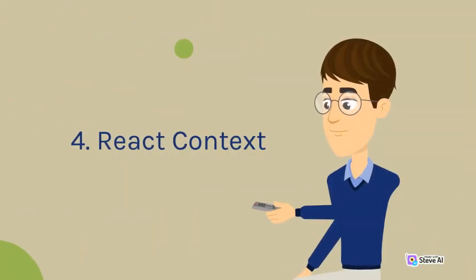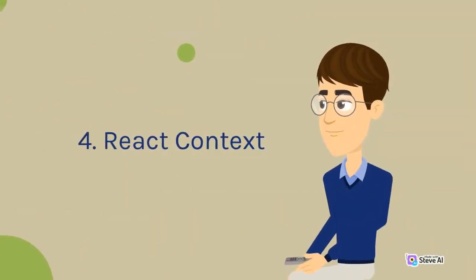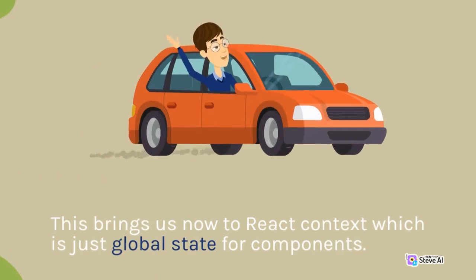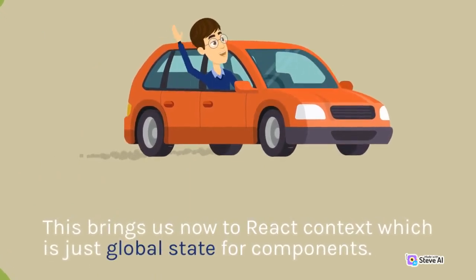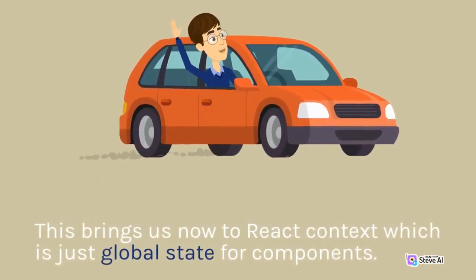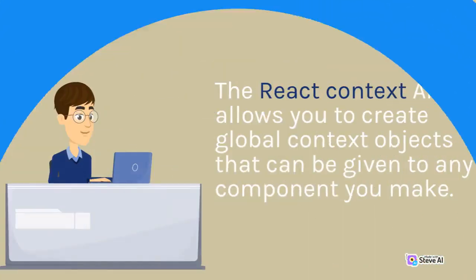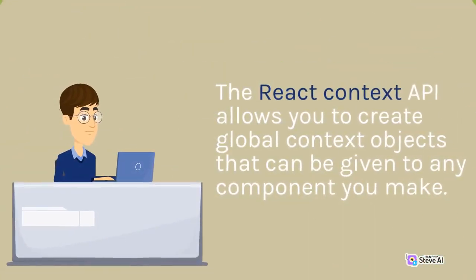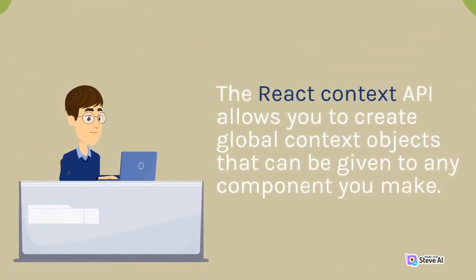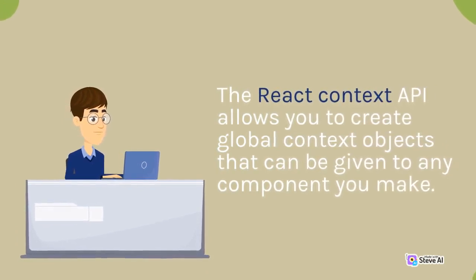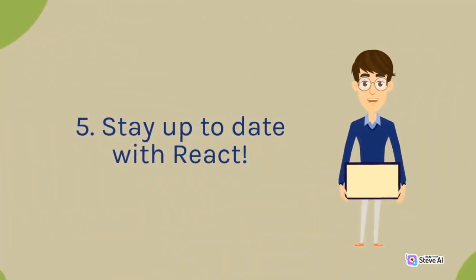4. React context. This brings us now to React context, which is just global state for components. The React Context API allows you to create global context objects that can be given to any component you make.